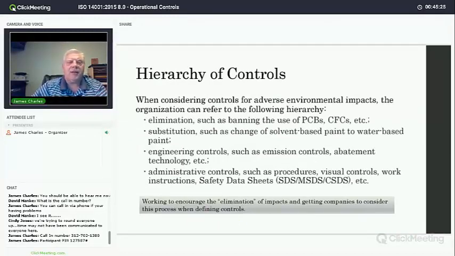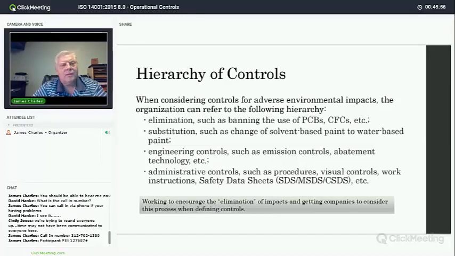Again, just a real brief discussion on the hierarchy of controls. The ISO people are trying to get people to consider, can we eliminate the impact of the environment? Here are the examples: banning PCBs, CFCs, any other chemical we can actually eliminate from our process. Can we substitute? Can we go from a solvent-based parts washer to a water-based solvent in our parts washer?